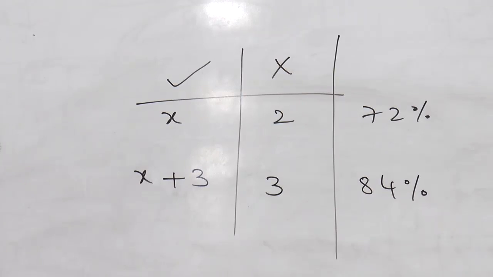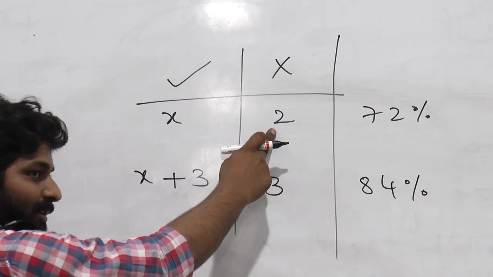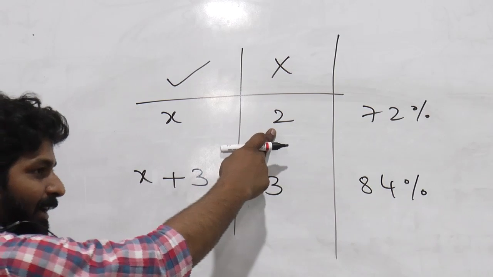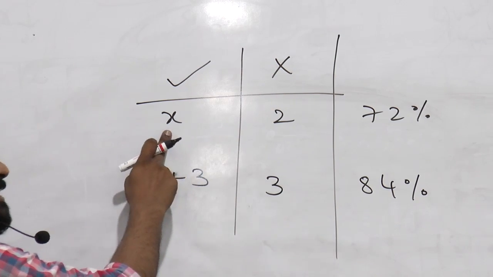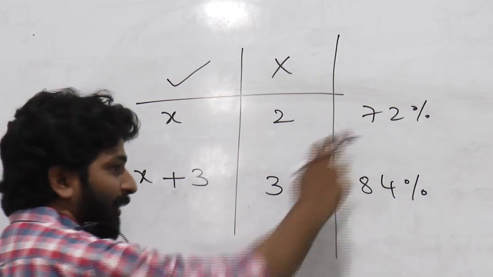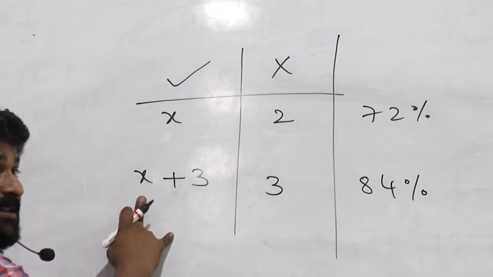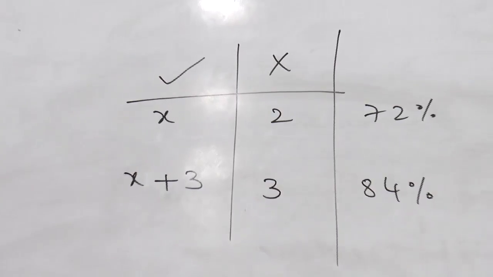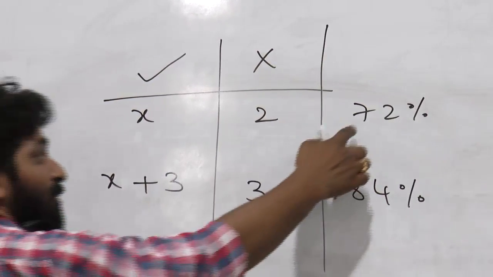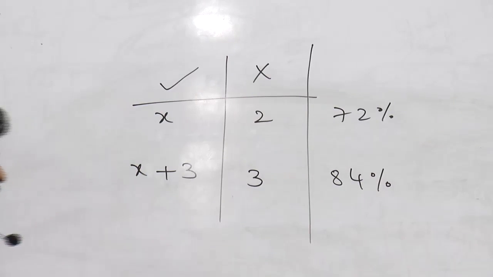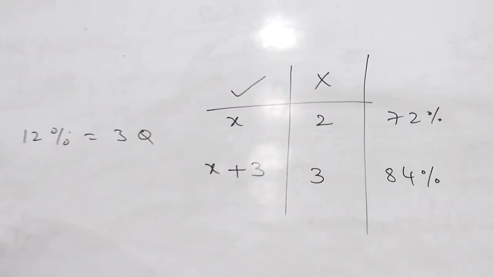Now he is getting 84%, and there is no negative marking. So for the 2 wrong questions you will not get any mark, not even negative. And here also no issue at all. If you answer X questions, you are getting 72%, and if you answer X plus 3 questions, you will get 84%. How many more questions got corrected here? 3. And how much did the percentage increase? 12%. So you can conclude 12% is equal to 3 questions.